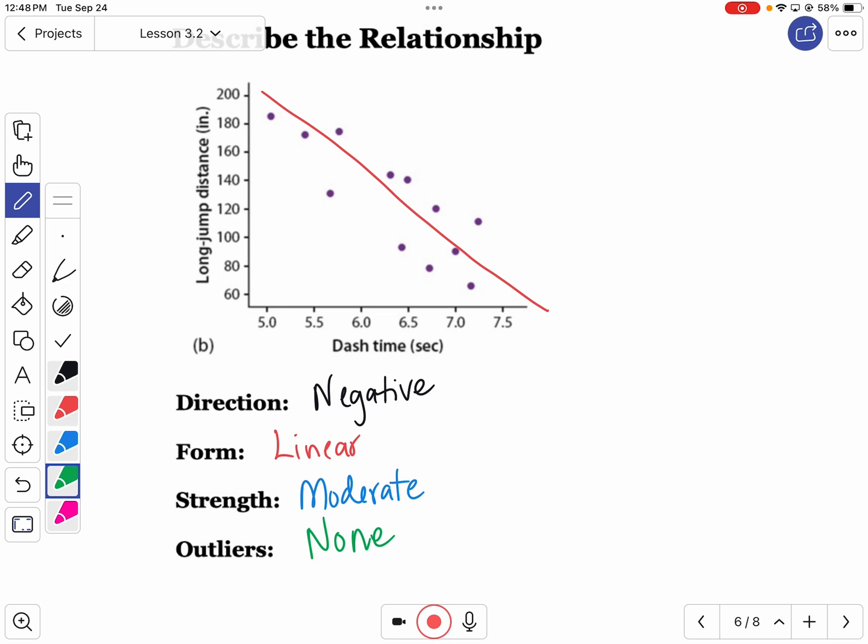All right, so just understanding what those four words are: direction, positive or negative; form, linear or not linear; strength, weak, moderate, strong, moderate's the middle; and then outliers, are you way far away? Okay, all right, rock and roll, good job.